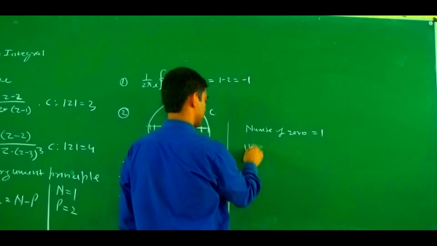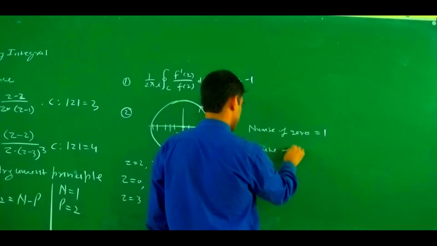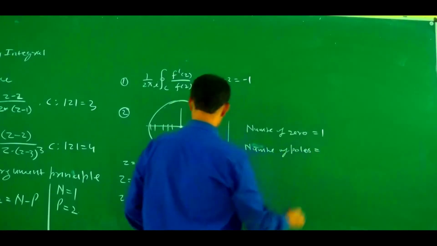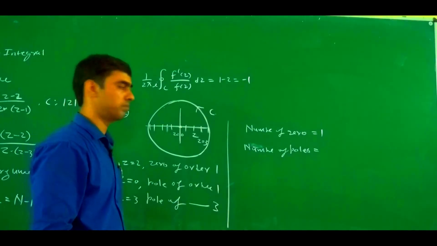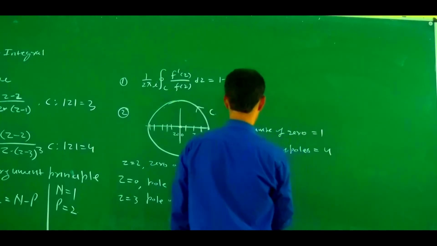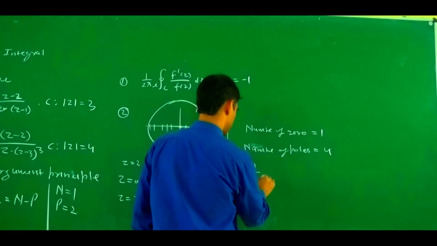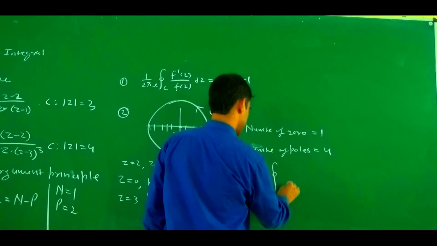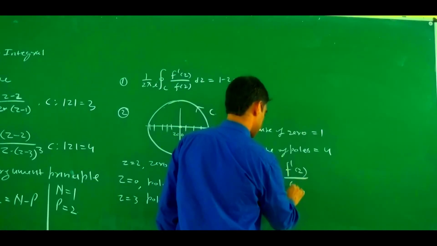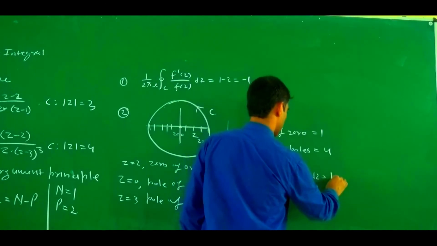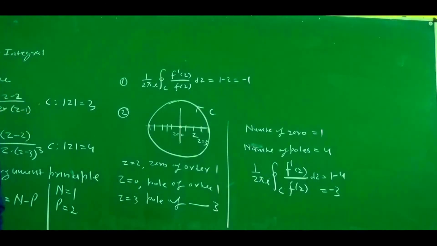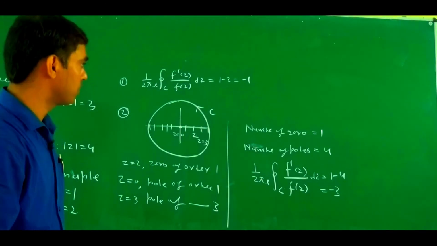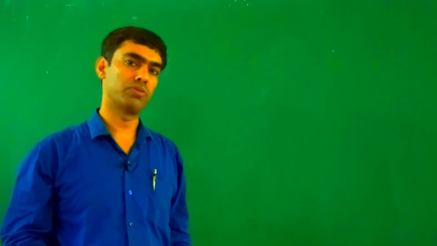And the number of poles: there is a pole at z equal 0, which is 1 pole, and at z equal 3 there are 3 poles. So the number of poles becomes 4. So what is the value of the integration? 1 upon 2 pi i integrate over C f dash z divided by f z dz equal 1 minus 4, which becomes minus 3. So this is one example of how we find the value of integration, an application of the argument principle.